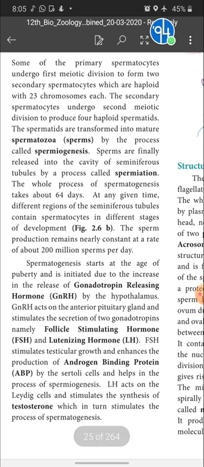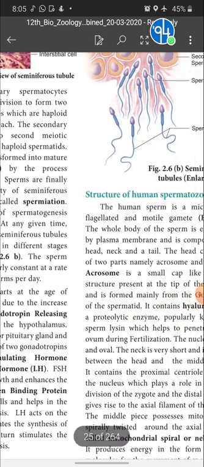Next one, LH, luteinizing hormone, which acts on the Leydig cell. Leydig cells are also present in the seminiferous tubules. This Leydig cell secretes the hormone testosterone. This testosterone stimulates the process of spermatogenesis. Okay, so that's the role of the hormones played in the male body to enhance the process of spermatogenesis.